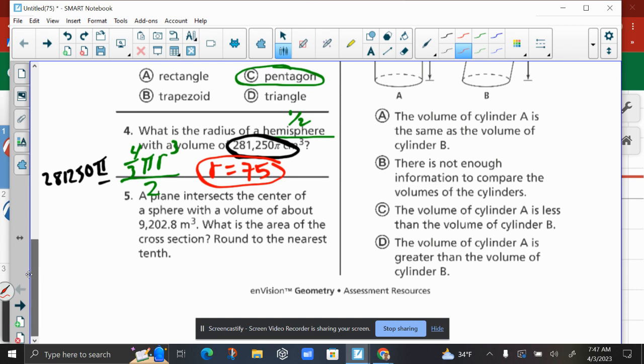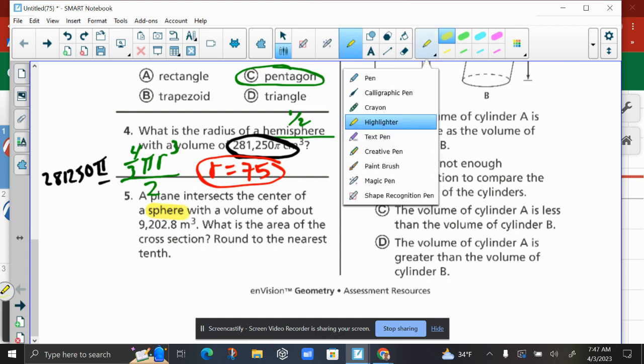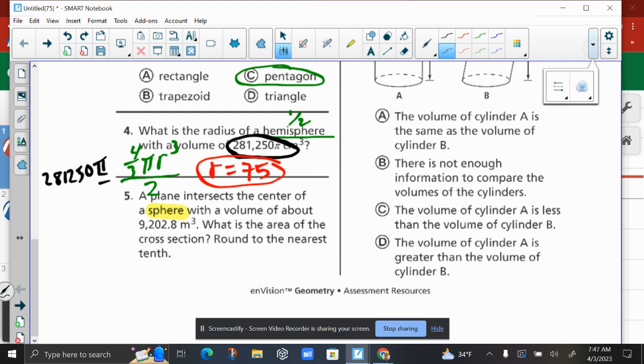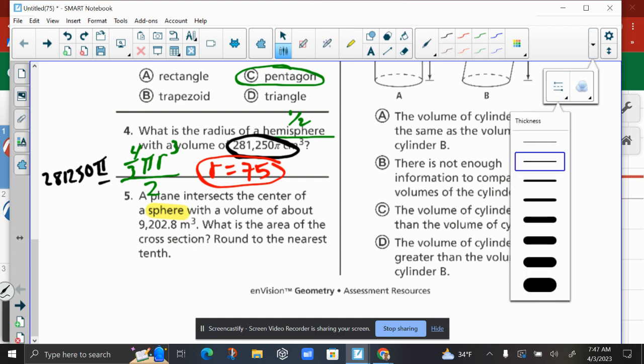Number 5, a plane intersects the center of a sphere with a volume of about 9,202.8 meters cubed. What is the area of the cross section, rounded to the nearest 10? So again, first we need to pick out what shape. The shape is a sphere. So back to our sphere formula. Volume equals 4/3 pi r cubed. And it tells us our volume.